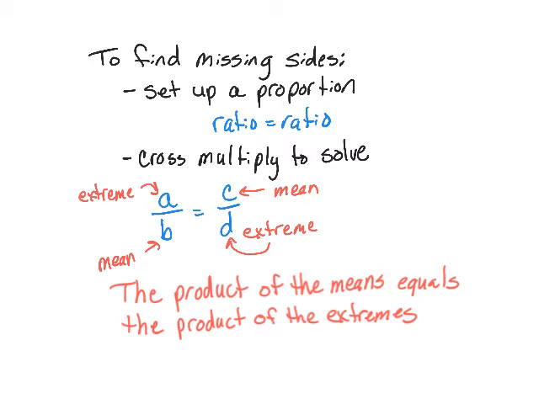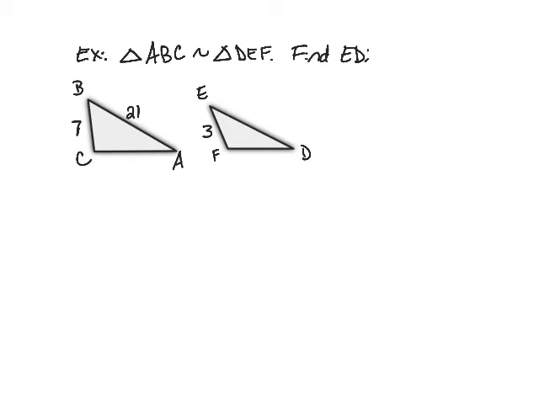So here is the statement that we will use later on. The product of the means equals the product of the extremes. And that's basically cross multiplying. If I multiplied A times D, it would be equal to C times B. So now we're going to work through some examples of how you would use this with similar triangles.